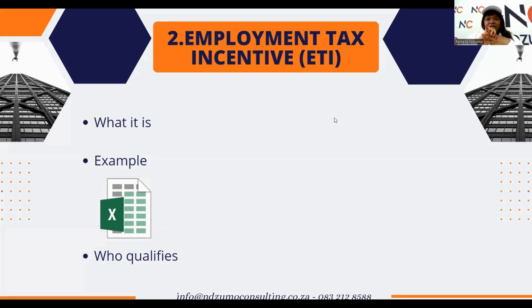And their salary is less than 6,500. So if your organization hires young South Africans that are between the ages of 18 and 30, South African, earning less than 6,500 Rand, you get an employment tax incentive that results in your employees' tax being reduced over a period of 2 years. Okay, so I'll give you an example of how this one works.